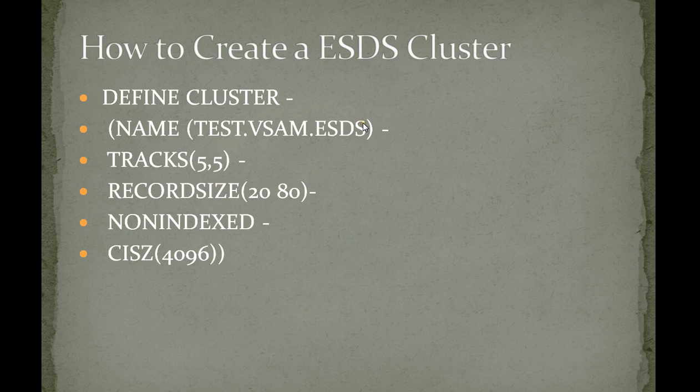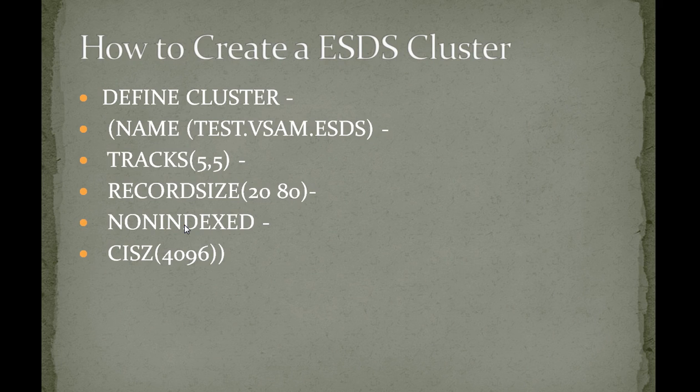ESDS is an entry sequenced data set, so in the same way you need to write a separate JCL in order to create this cluster. With the help of the IDCAMS utility you are going to create this cluster. So what are the parameters you need to pass? As usual, you have to specify these parameters in the JCL: define cluster, name of the cluster, the tracks and the record size, and the only new thing is non-indexed and the control interval size. It means that no index will be created for this ESDS compared to the KSDS, and also you are not specifying any key parameter here. Why? Since there is no index, we are not going to use any key. Since it is separate from an indexed file, we type it here as non-indexed. So let's connect to the mainframe and see how we create this.